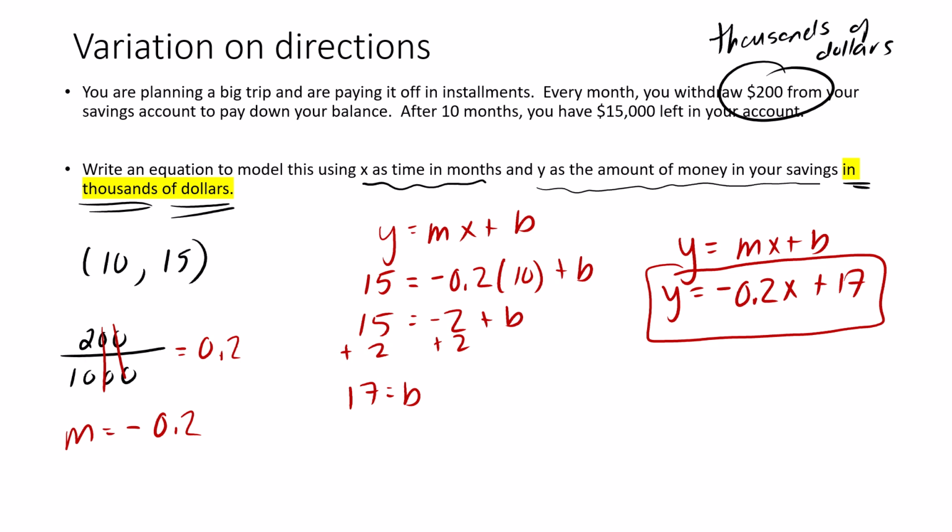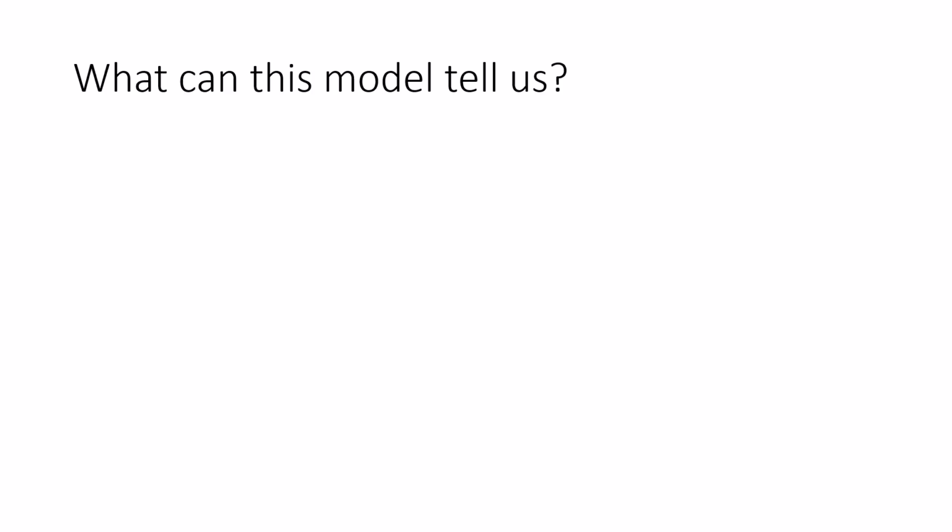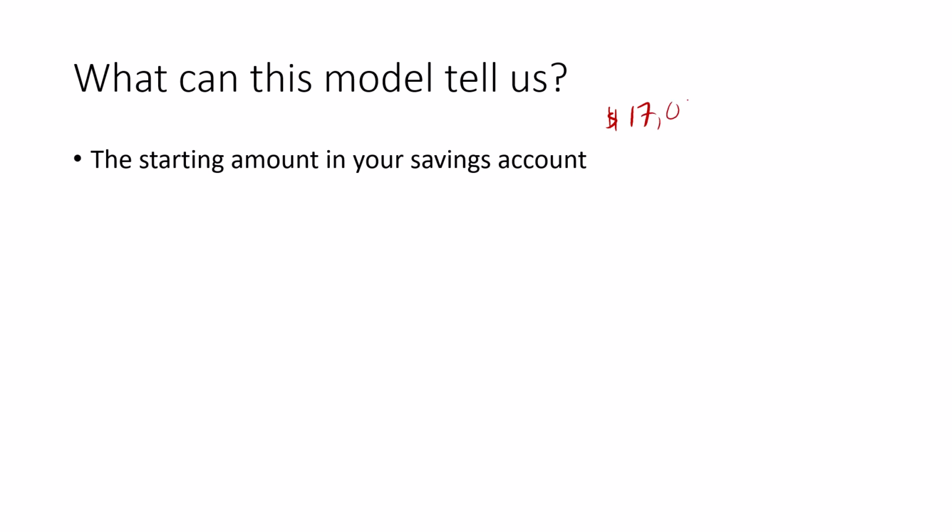Teachers generally love questions like that because it shows that you did the problem and that you have a very specific piece of it. But that does require that you try the problems and that you are paying attention to the directions. So what does this model tell us? Why would we even be interested in writing that equation? Well, it can tell you the starting amount in your savings account, which is nice in this particular form. It's $17,000. We don't have to do any additional math. That's an advantage to that slope-intercept form.